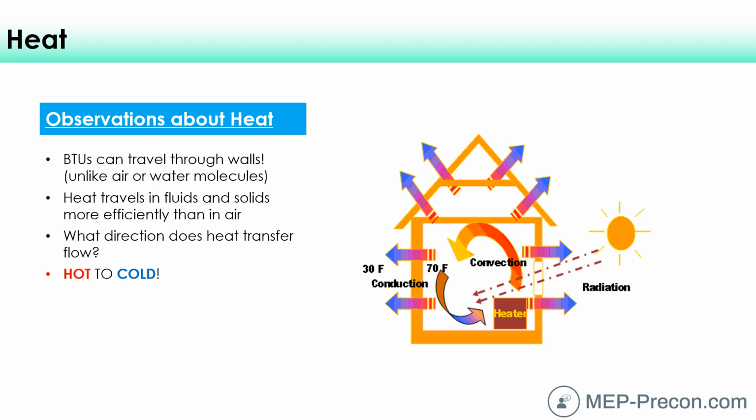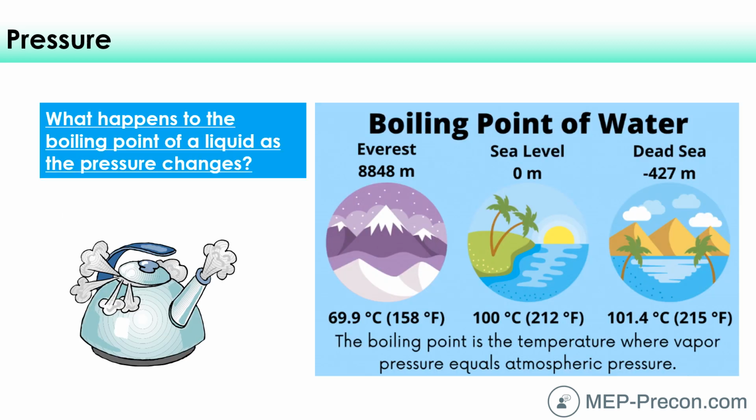Well, BTUs are the same way. BTUs want to go from a hot environment. They're not happy in a hot environment. They want to go to a cool environment. So if they see a cool environment, that's where they're attracted to. So they're just like people. That's just the way nature works. All right, so there's something about heat there. Let's talk about pressure a little bit.